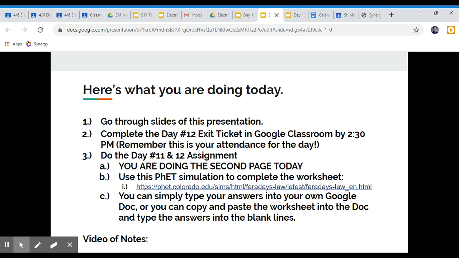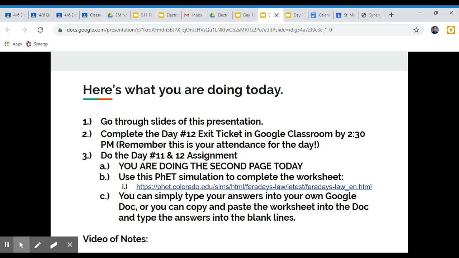So you'll go through this slide presentation. Make sure you complete day 12 exit ticket by 2:30. And then you will be doing day 11 and 12 assignment. Hopefully yesterday you just did the first page. If you got a jump start on the second page, that's fine.